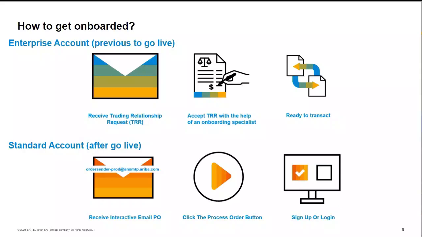On the other hand, the standard account will be onboarded after go live. The process is that you will receive an interactive email with your first purchase order. You must click on the Process Order button found in this email. And finally, you either sign up or log in to your account.